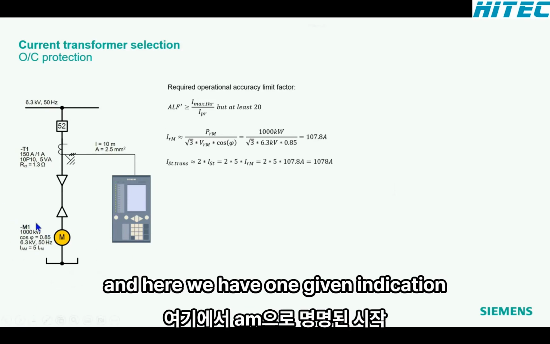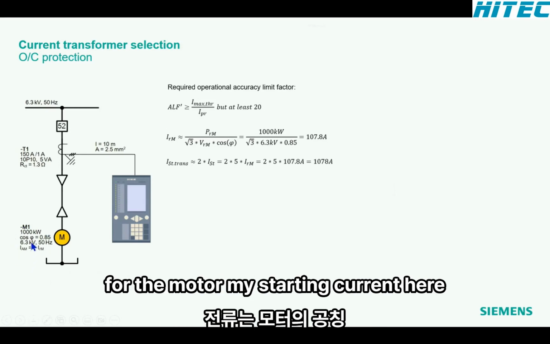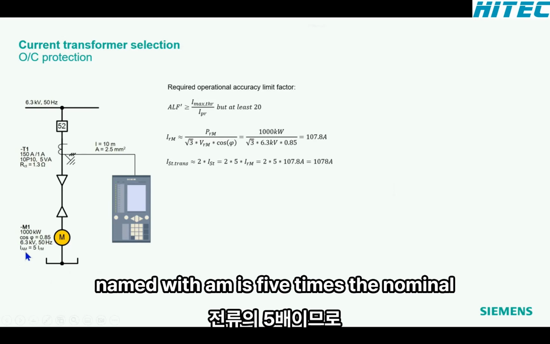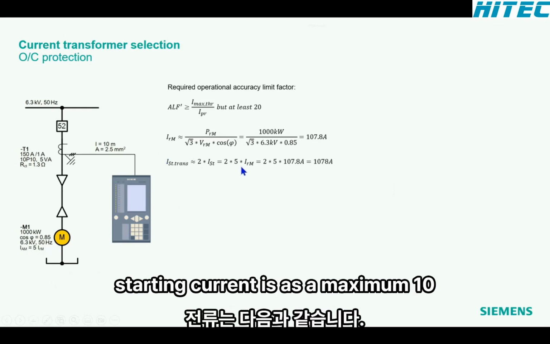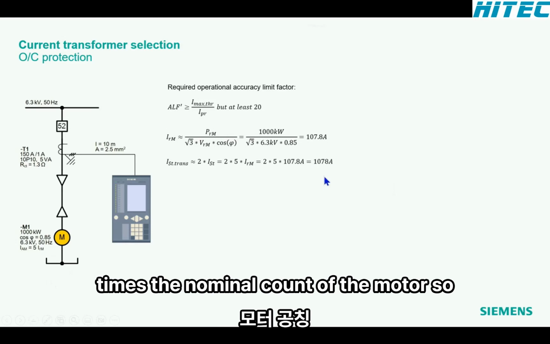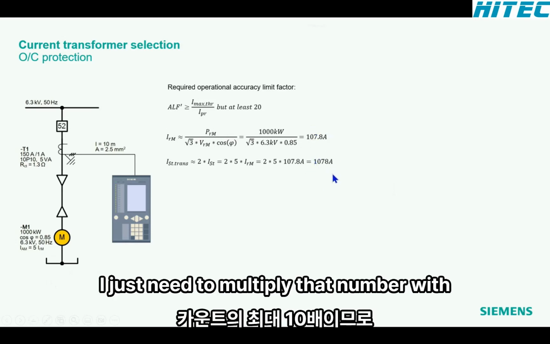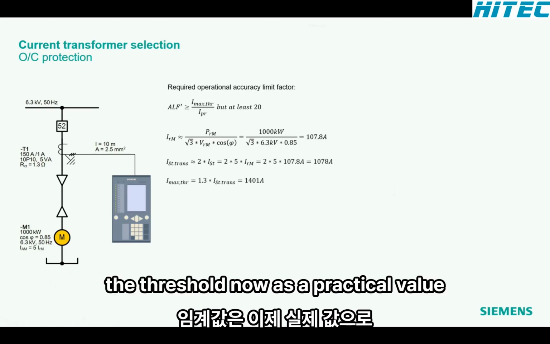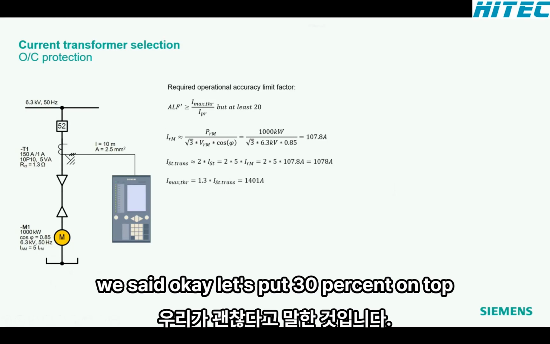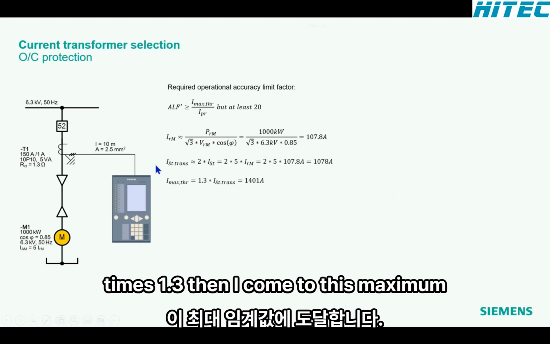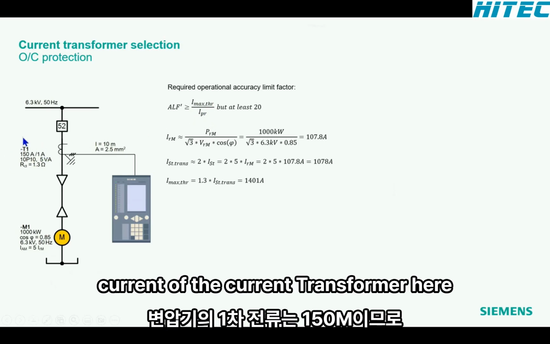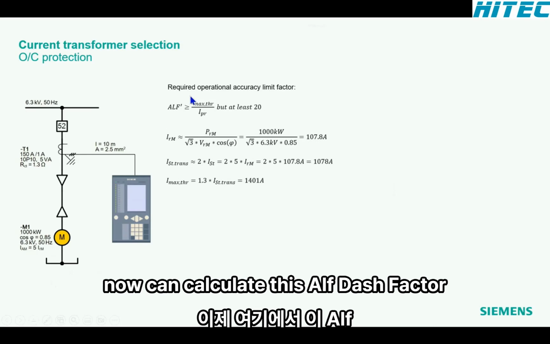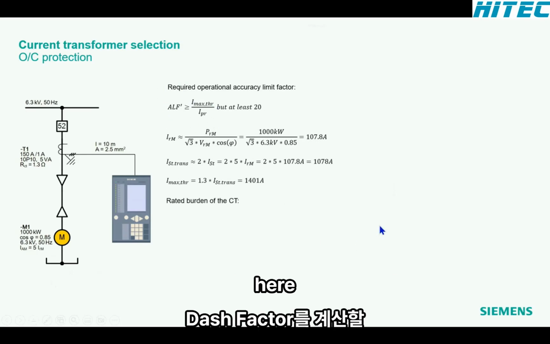And here we have one given indication for the motor. My starting current, named here with AM, is 5 times the nominal current of the motor. So my transient starting current is at most 10 times the nominal current of the motor. So I just need to multiply that number with factor 10. As a practical value for the threshold, we said, let's put 30% on top of that, so times 1.3, and then I come to this maximum threshold here. The IPR, the primary current of the current transformer here, is 150 amps. So this is also given, and we now can calculate this ALF dash factor.